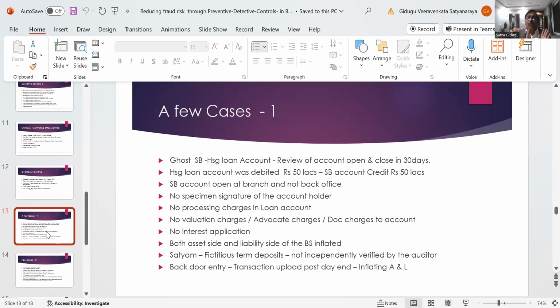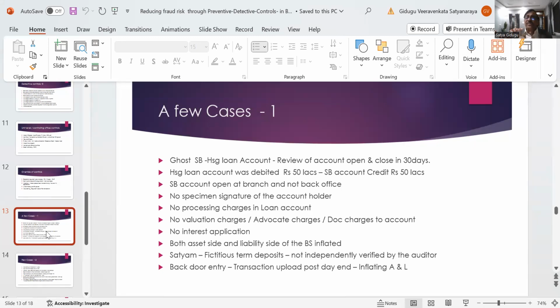SP account of Tejal Joshi. Housing loan of Tejal Joshi. Tejal Joshi has not given any of his documents. The account should be opened at the back office, but it was opened in the branch. His signature is not there and KYC was not there. Just a dummy savings bank account was opened with Tejal Joshi.